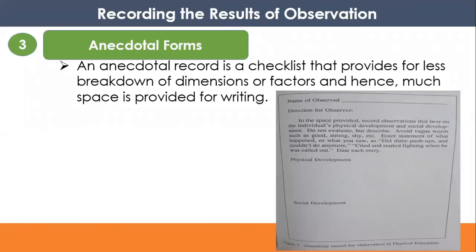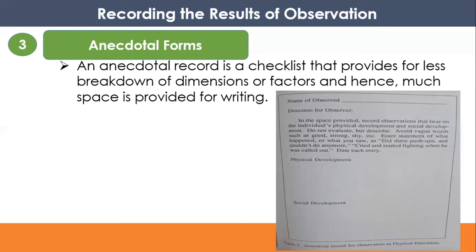Another way of recording the results of observation is through anecdotal forms. An anecdotal record is a checklist that provides for less breakdown of dimensions or factors, and hence much space is provided for writing. So it minimizes the use of highly subjective impressions on recording and obtains instead an objective description of behavior. Following is an example of an anecdotal record about a case study of a pupil taking physical education. You have there the name of the pupil being observed.